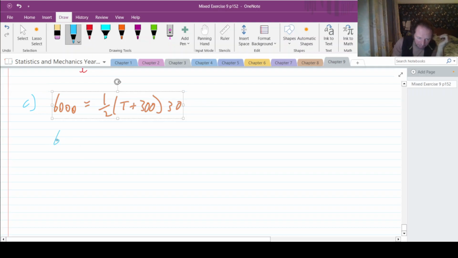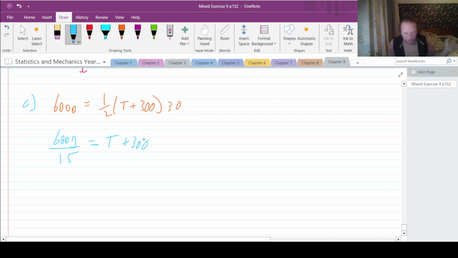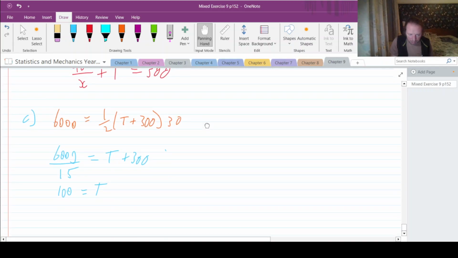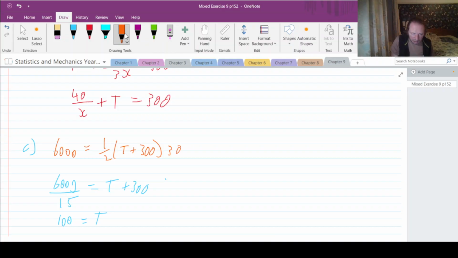So where's that going to be? 15. 6,000 divided by 15 is equal to t plus 300. 6,000 divided by 15 is 400. 400 minus 300, 100 equals t. So there's that bit done, and then we can use the equation from the top here. We can start putting it in, and we can say 40 over x plus t, which I have just said is 100.